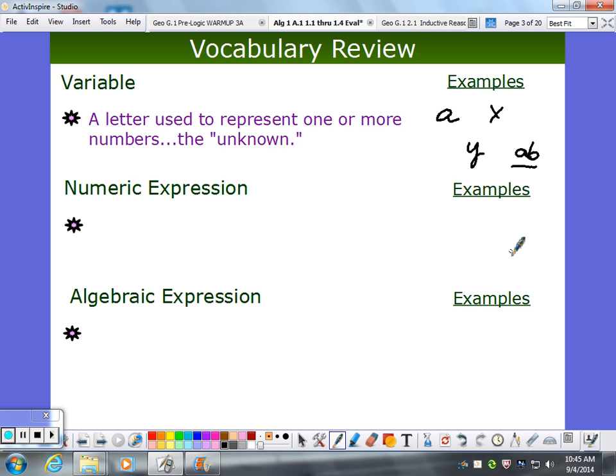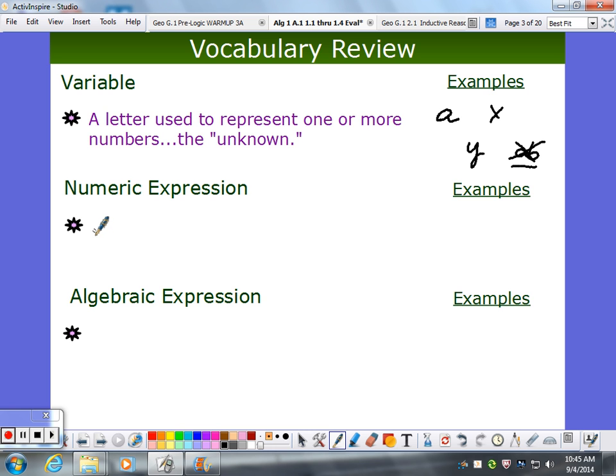What's next to the A? AB. Is that a variable? No. How many variables are there? 2 of them. And what does it mean if I say AB? There's an implied operation. What am I doing there? I'm multiplying A times B. So this is not a variable. We always use one letter. Now this is a variable expression. We're going to talk about that.